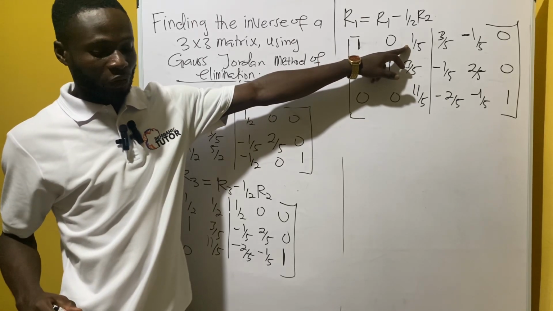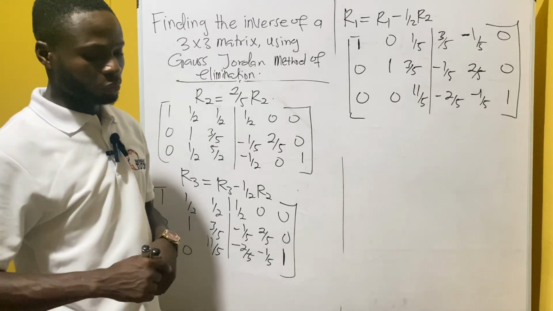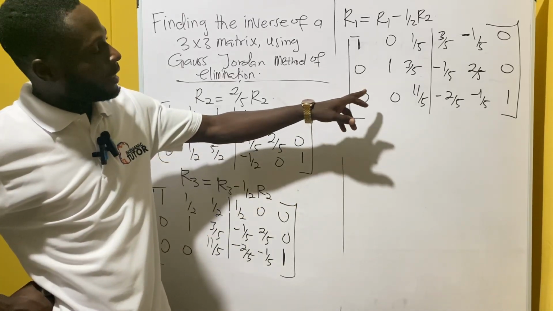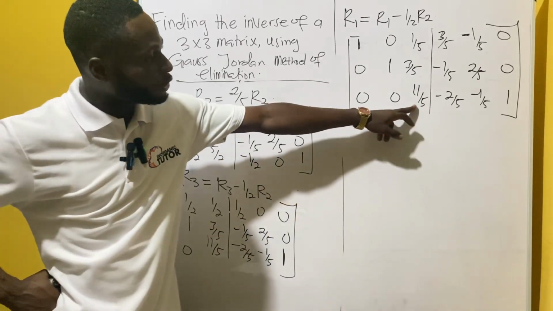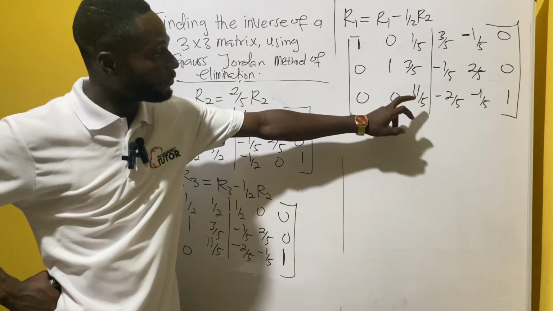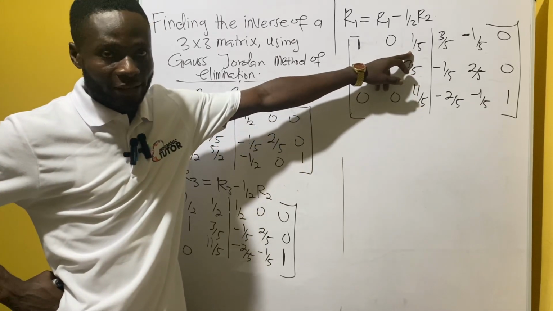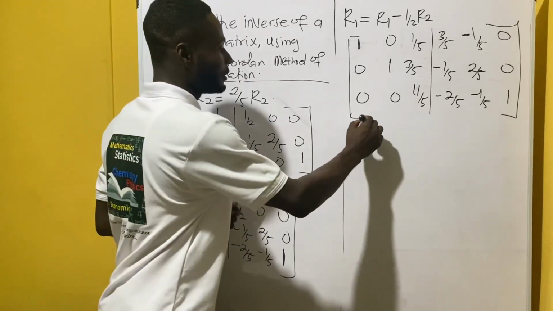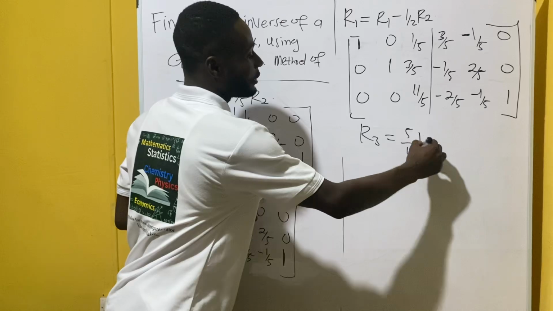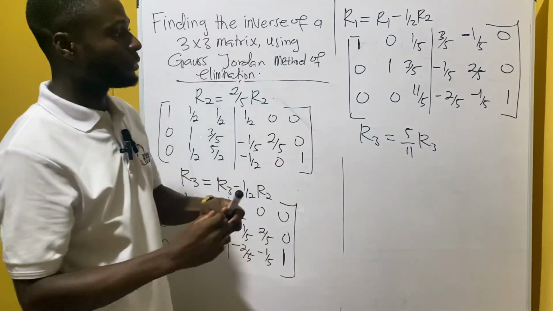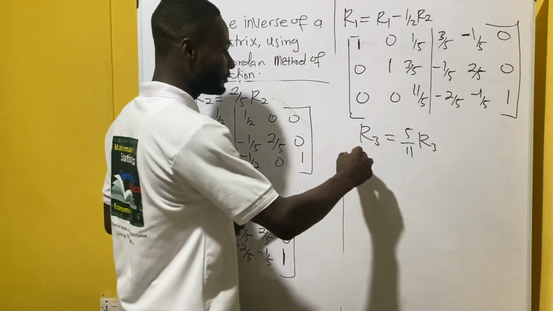And that we are going to say that R3 should be equal to 5 on 11 R3, because we have to make sure that this right here is 1 before we can use this rule to eliminate this element right here. So R3 is equal to 5 on 11 R3. So it means that we are multiplying R3 by 5 on 11.